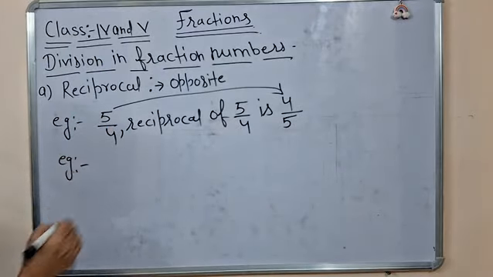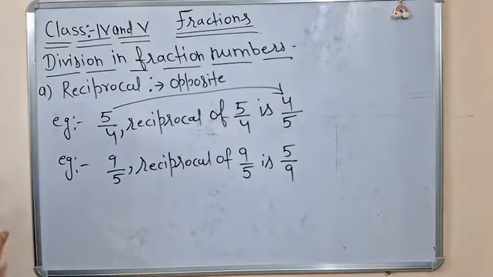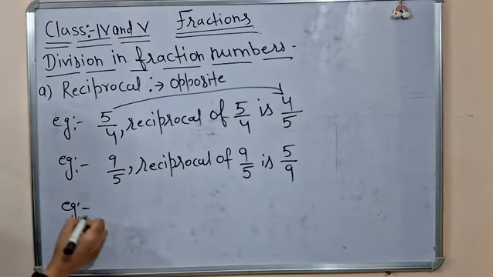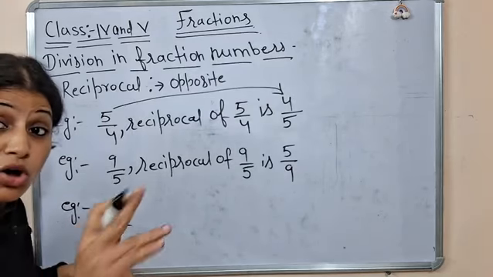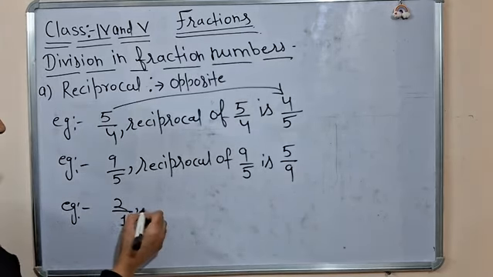Let's begin the session by doing the next example first. 9 upon 5. So, what is the reciprocal of 9 upon 5? Yes, I can hear you. 5 upon 9. If it is 2 upon 1, the 1 is understood. It is invisible, but it is always there in the denominator. Reciprocal of 2, either it will be called 2 or 2 upon 1. 1 we do not write.